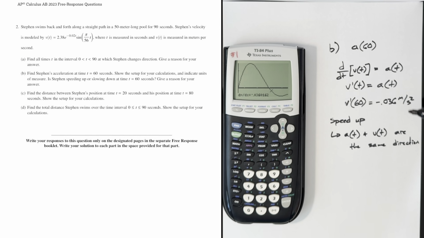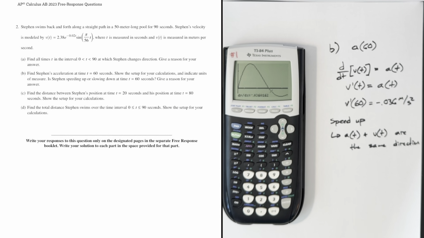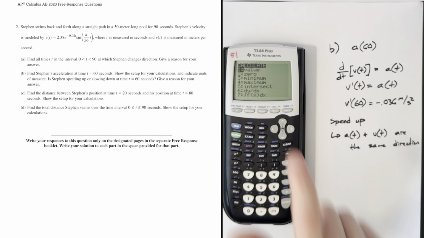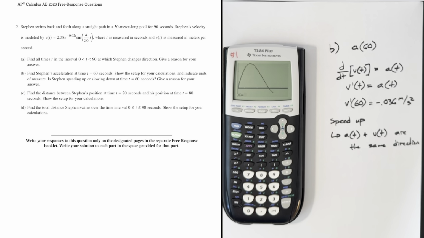So I have my acceleration right here. My velocity, super easily solvable because I have the velocity function. So if I just plug in the time 60, I can see, are they both negative? Are they both positive? Are they opposite? Like, let's figure it out. And the way we do that, once again, back to our best friend, second calc. I go value, and I'll type in x equals 60, and this is going to give us the value of velocity at t equals 60.